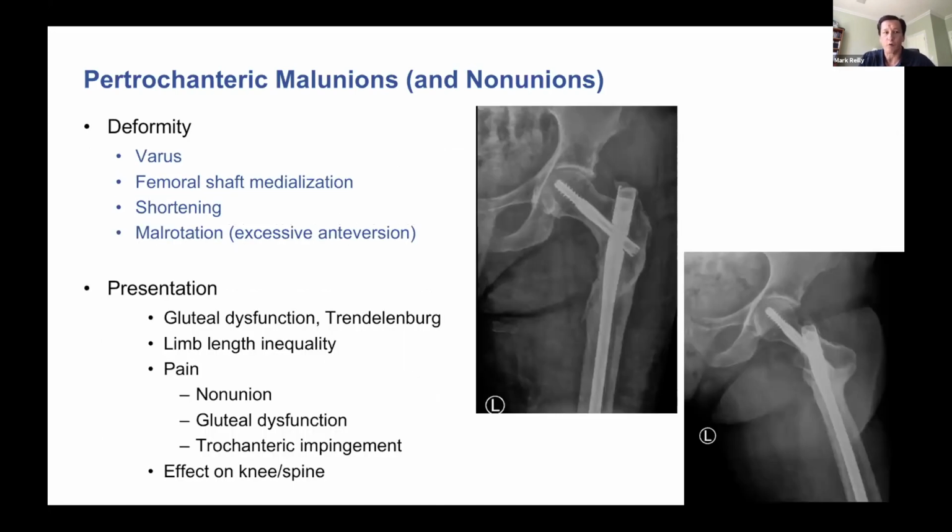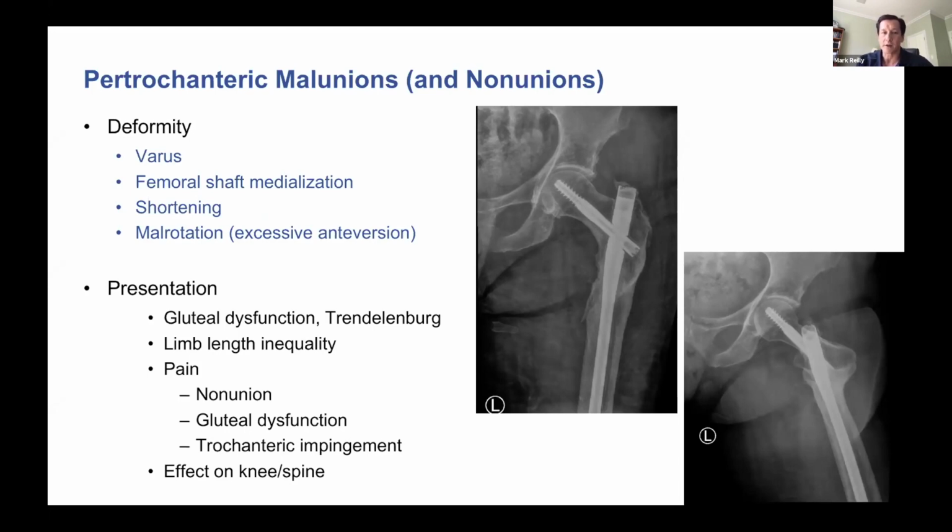So what's the typical deformity? Well, obviously there's usually some varus, but not always. Typically the femoral shaft is medialized and the leg is shortened. And then there's also the likelihood that there may be some malrotation. That malrotation is usually excessive anteversion, and that's most likely from the patient being positioned on a fracture table, the leg internally rotated to make the AP appearance of the fluoroscopy better. In fact, what that does is create excessive anteversion and fix the patient with a malrotation.